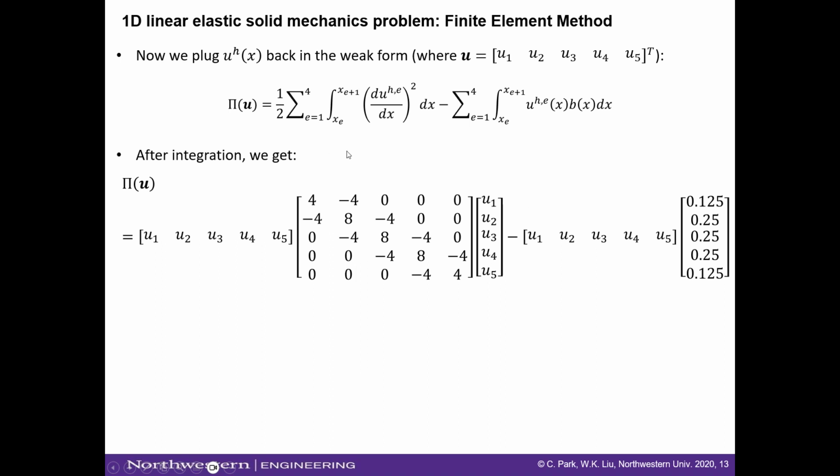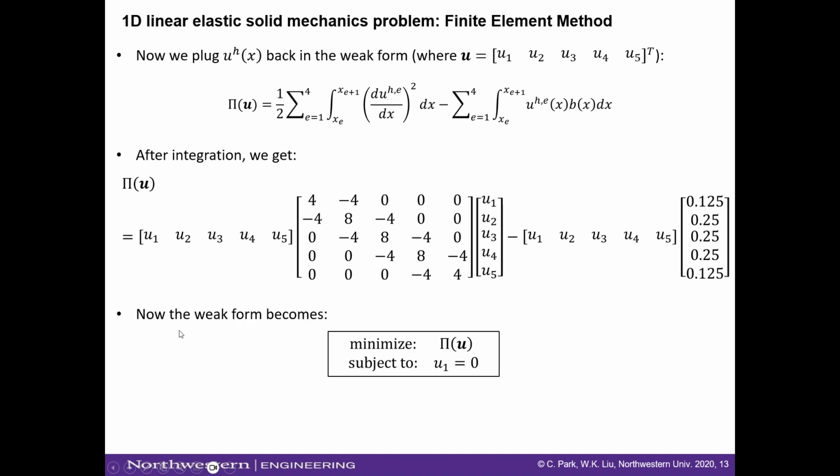So after doing simple hand calculations with 1D functions, you will get a potential energy as a function of nodal displacements, U1 through U5, like this. The first term, the strain energy, is a function of the second order of the nodal displacement, and the second term is first order, right? Now we want to find the minimum of this potential, subject to U1 equals 0. Remember, U1 was 0 because the left-hand side was fixed.